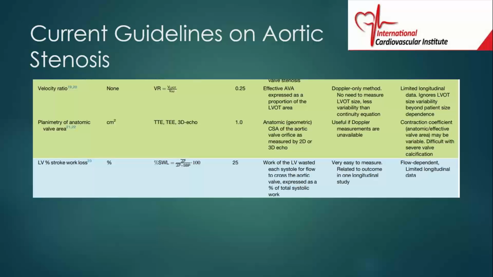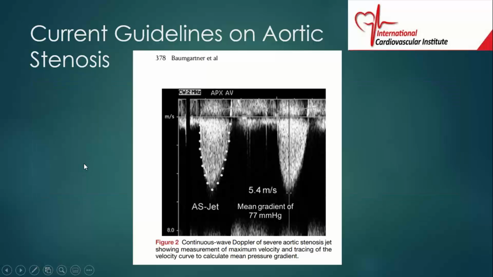But it has been shown that the clinical picture is related to the EROA. So when we talk about severe AS, the number we have there is for EROA, and that's closely related to the patient's clinical picture, not the anatomic area. Okay, so everything we do for valves is based on the EROA. There are other things that you'll see, like the percentage stroke work loss. We don't routinely use those.